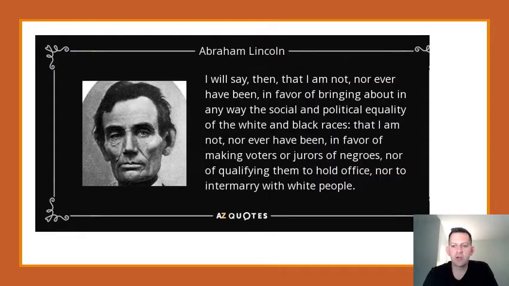So this quote we're going to look at is something that Abraham Lincoln said in one of the Lincoln-Douglas debates, right? We usually tend to think of Lincoln as the man who freed slaves, right? The Emancipation Proclamation during the Civil War. But you have to keep in mind, Lincoln was also a politician, right? Politicians, in order to survive, need to get elected, right?